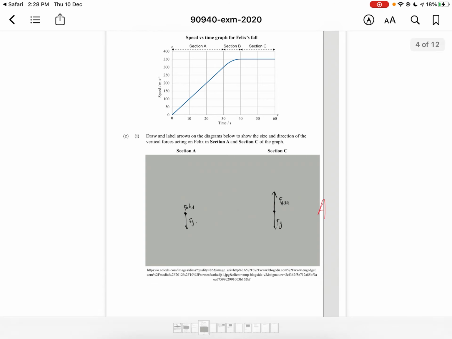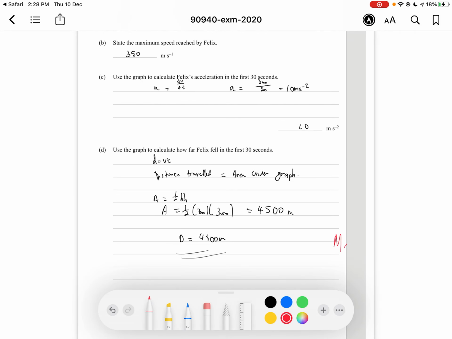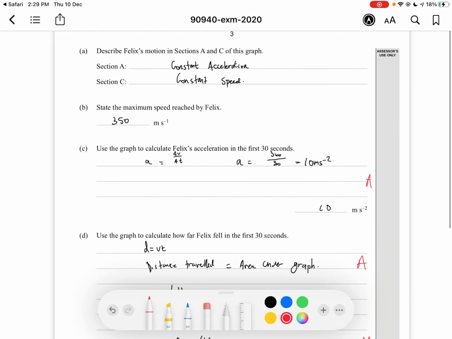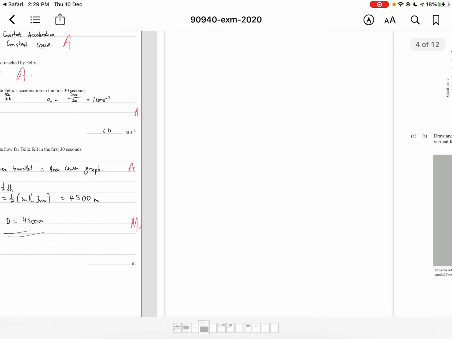For question E, this is probably just an achieve question. For question D, this is probably a merit level question. And if you recognize that the distance traveled is the area underneath the graph, that could get you an achieved. Question C is definitely an achieved question. Question A and B are definitely just achieved level.